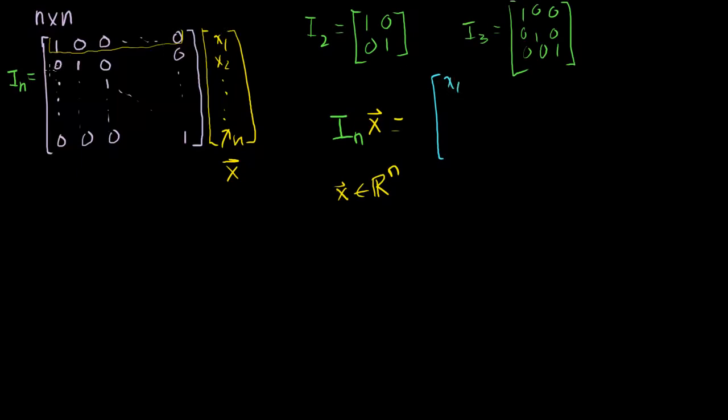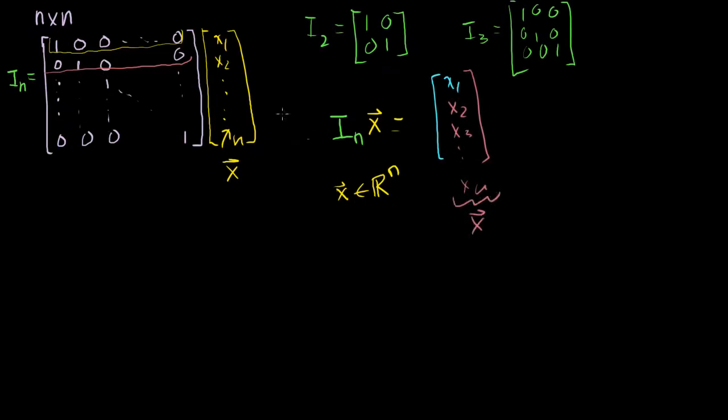And then the next entry is going to be the transpose of this row dotted with that column. So 0 times x1 plus 1 times x2 plus 0 times everything else. The only non-zero term is a 1 times x2, so you get an x2 there. And then you keep doing that. You're going to get an x3, because the only non-zero term here is the third one. And you're going to go all the way down until you get an xn. But what is this thing equal to? This is just equal to x.